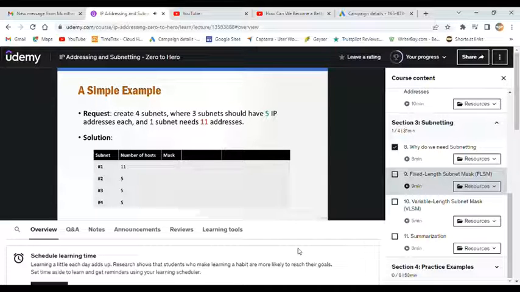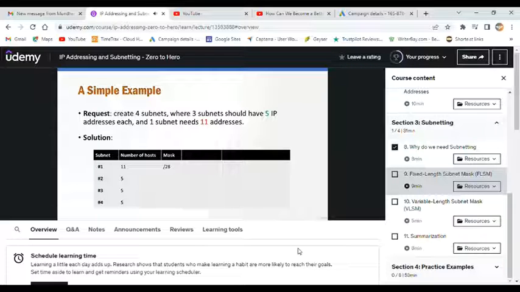If we used 3 bits, that wouldn't be enough. 2 to the power of 3 is 8. So that's not enough for our largest subnet. If we were to use 5 bits, that's too much. That's wasting IP addresses, because 2 to the power of 5 is 32 different IP addresses. We need 11, and we can get 11 by using 4 bits. So that's what we're going to do.